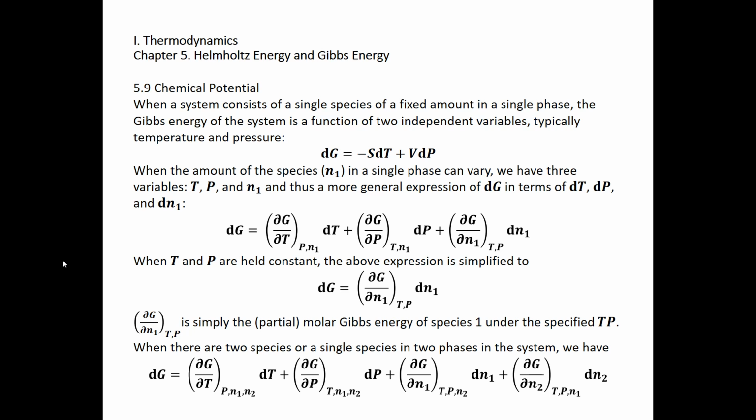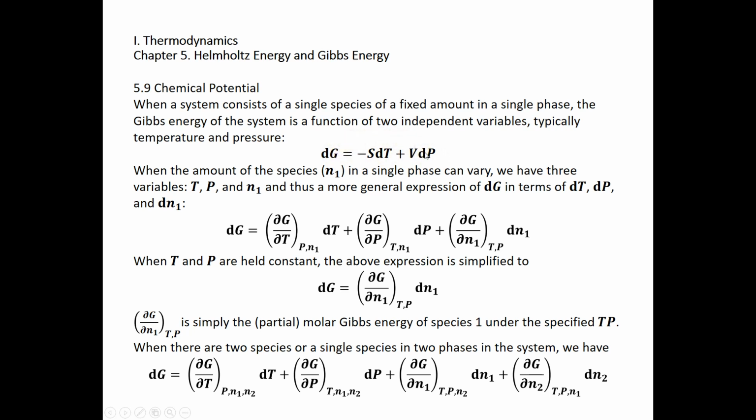Now let's look at a very simple system that consists of a single species with a fixed amount, and this species is in a single phase. Then the Gibbs energy of this system is a function of only two independent variables. We can pick any two from P, V, T, S, but for convenience, we write dG is equal to negative S dT plus V dP. Negative entropy is how G depends on temperature. Volume is how G depends on pressure.